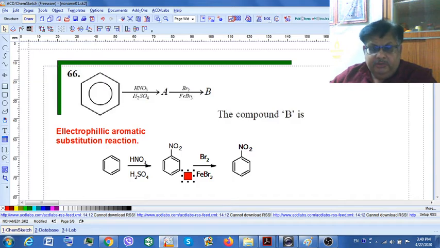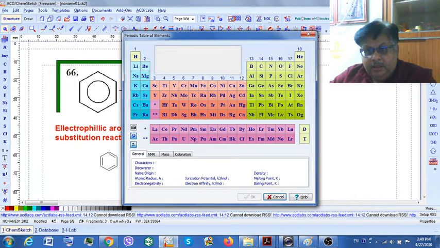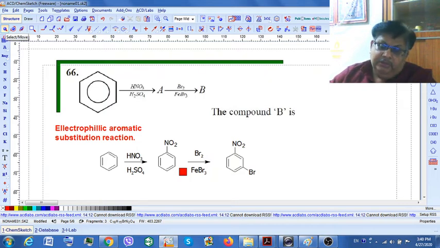Now, what is the electrophile formed between Br2 and FeBr3? Br plus, and Br plus will tend to attack at which position? Meta to NO2. So, what should be the structure here? The structure should be like so. Now, that is meta-bromonitrobenzene. That common name is this, but if you have to name this particular compound, bromine has to be number 1 and nitro group has to be number 3. So it should be 1-bromo-3-nitrobenzene.